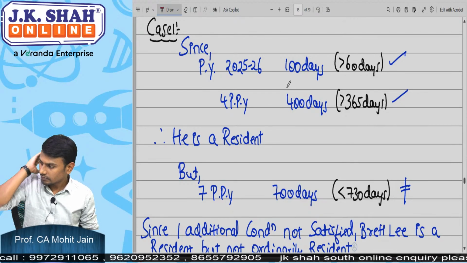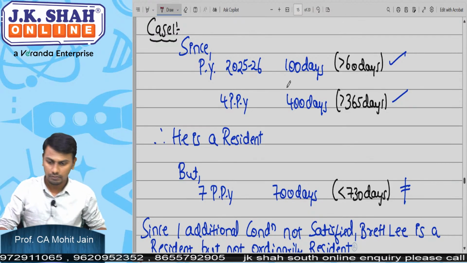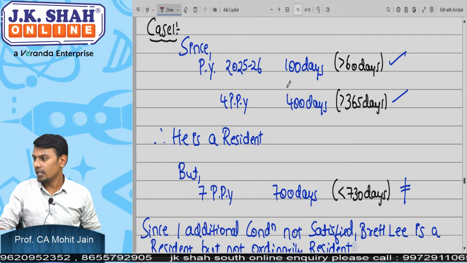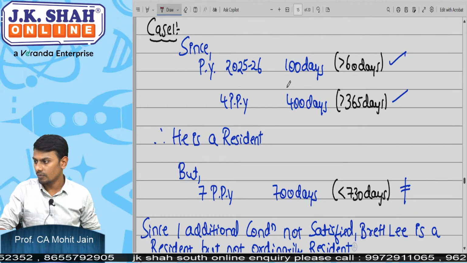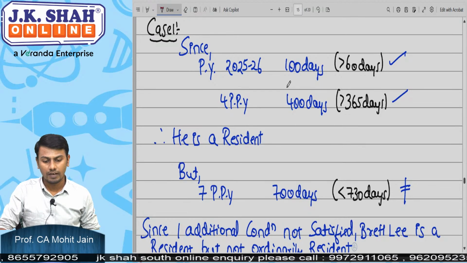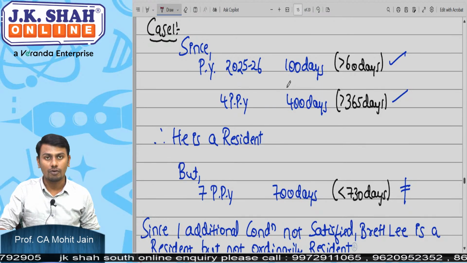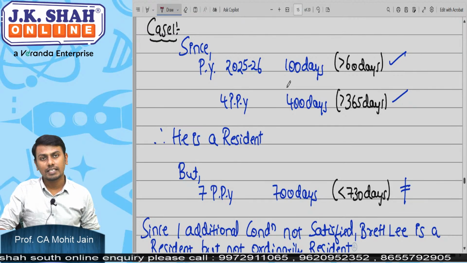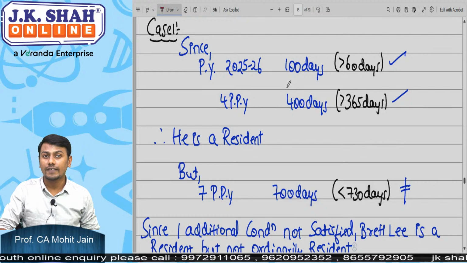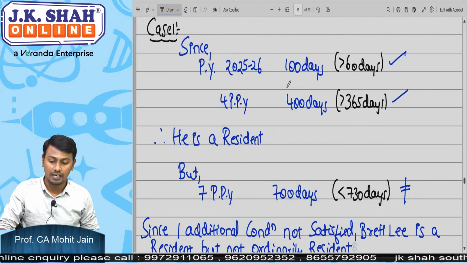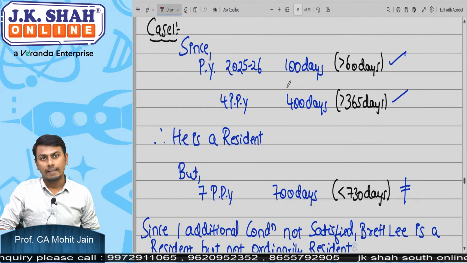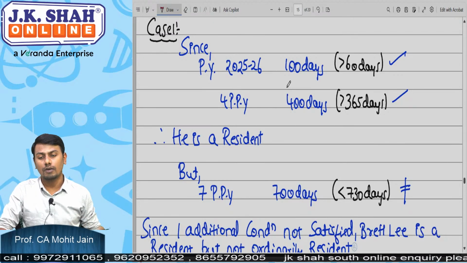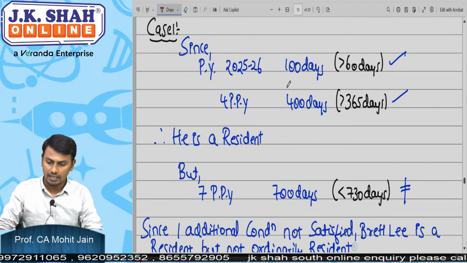So since in the previous year he was there for 100 days, which is 60 days or more, and in the 4 preceding previous years he was there for 365 days or more, so he is a what? Resident. But since in the 7 preceding previous years he was only there for 700 days, which is less than 730 days, he will not satisfy the additional condition, so he will become a resident, but not a what? Ordinary resident.